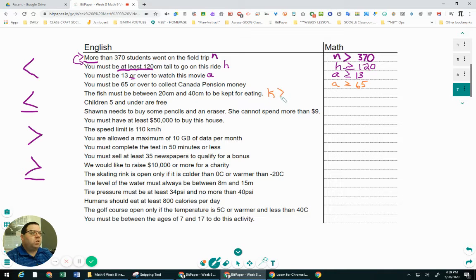So K must be greater than, you know what? I don't like K. Sorry. Let's use length, okay? L. Length has to be greater than 20. Okay. So let's pause.